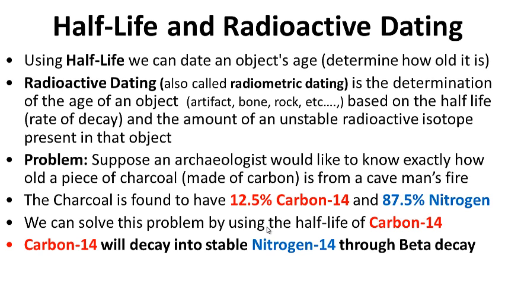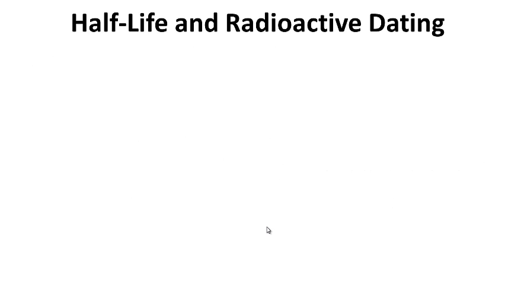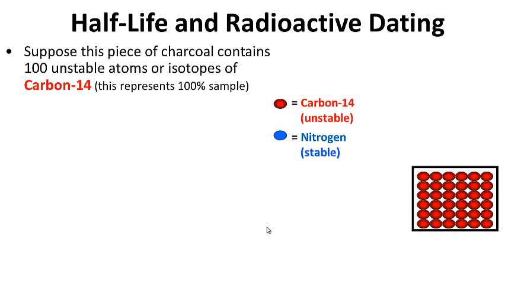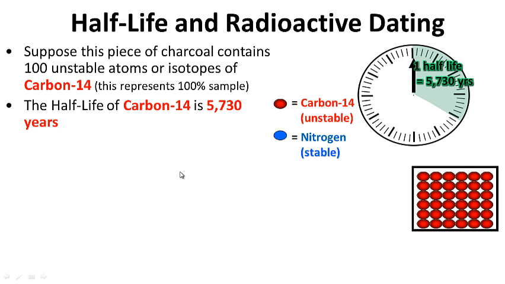Carbon-14 will decay into stable nitrogen-14 through beta decay. Suppose this piece of charcoal contains 100 unstable carbon-14 atoms. This represents 100% of our sample. The half-life of carbon-14 is 5,730 years. All right, so we're going to put this on the clock over here.